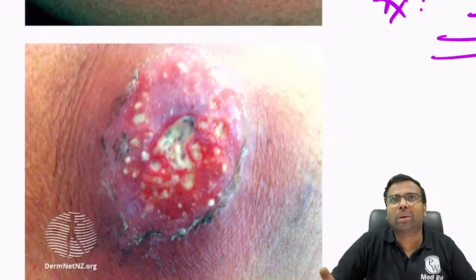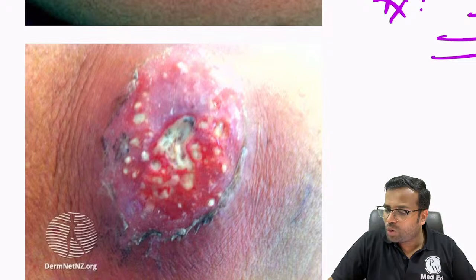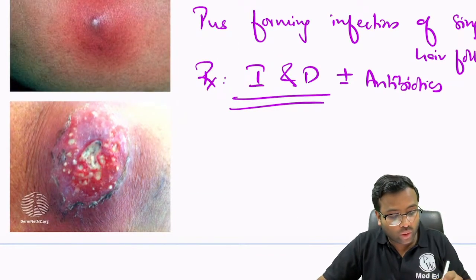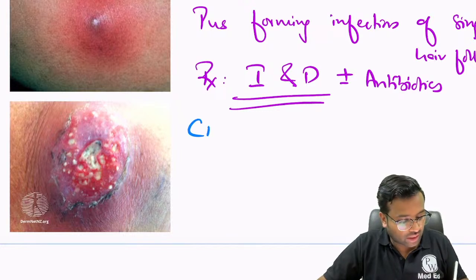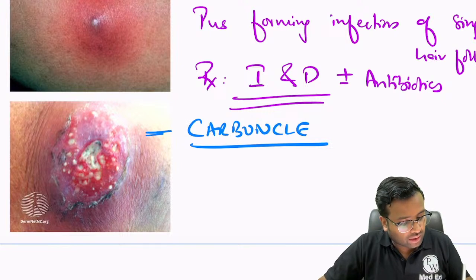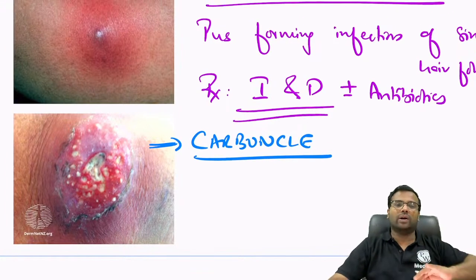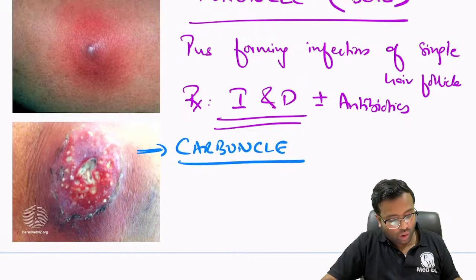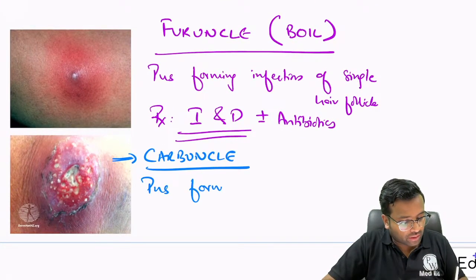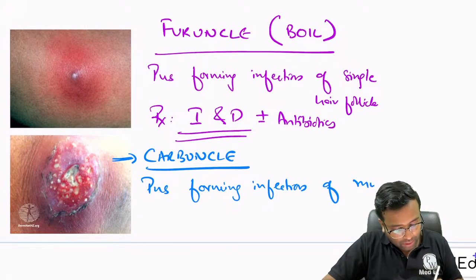Pyoderma. Yes, pyoderma means pus forming infection. Okay, but can you be more specific? Very good. Med student, Shiv, all of you are answering. So this is a carbuncle. This is going to be a carbuncle. Why do I say that this is a carbuncle? Because how does a carbuncle differ from a furuncle? See, how it differs is that this is going to be a pus forming infection of multiple contiguous hair follicles.